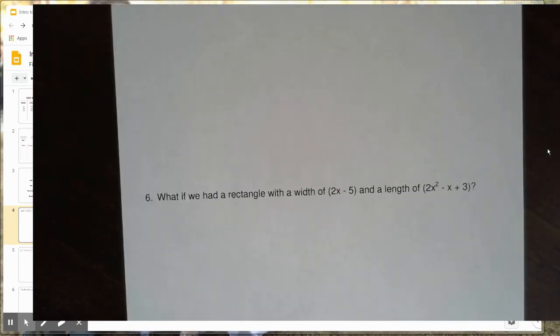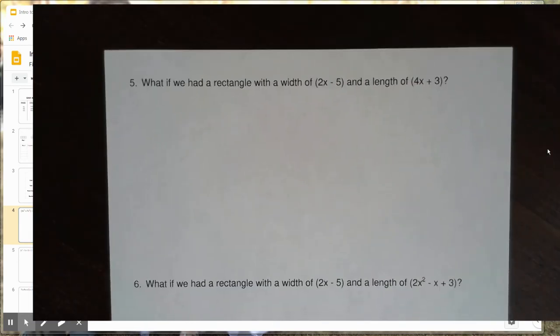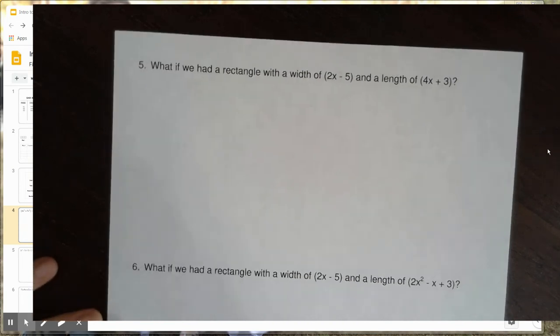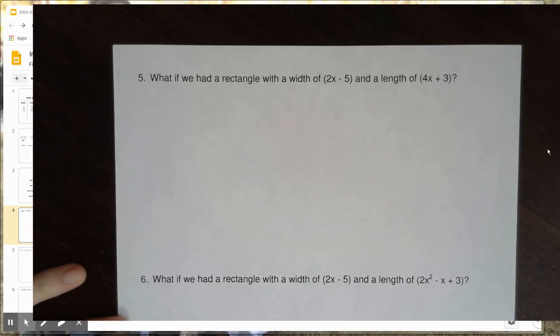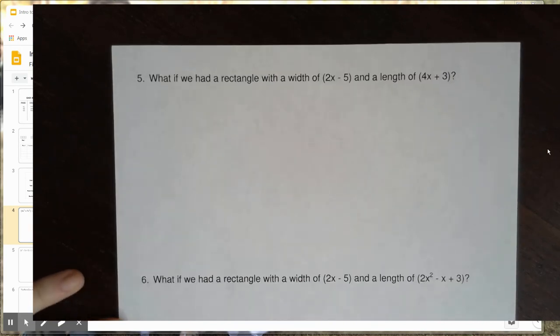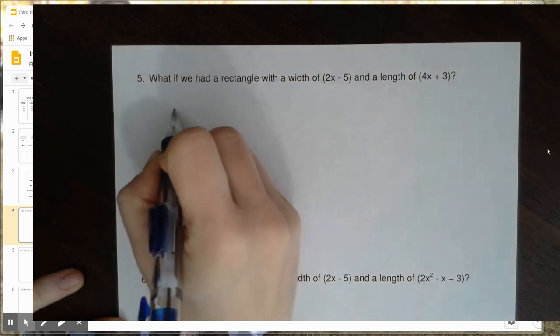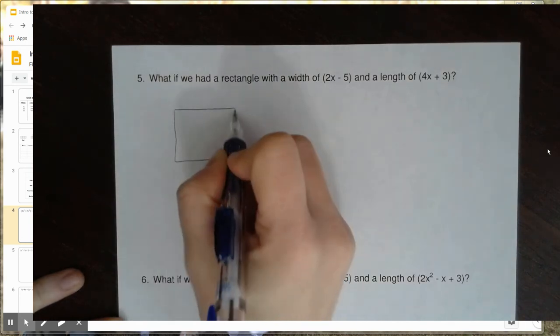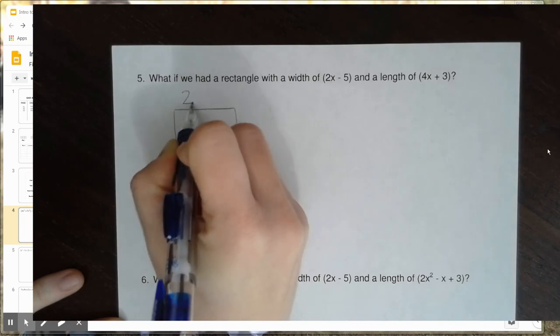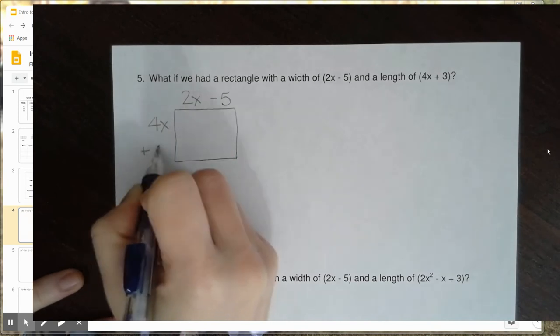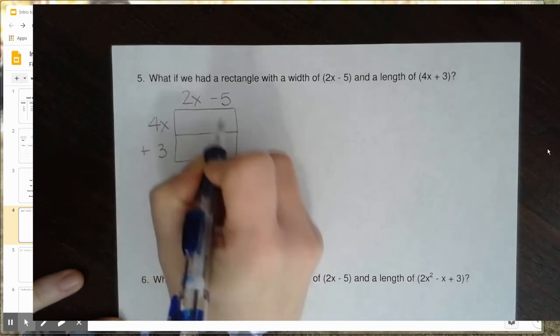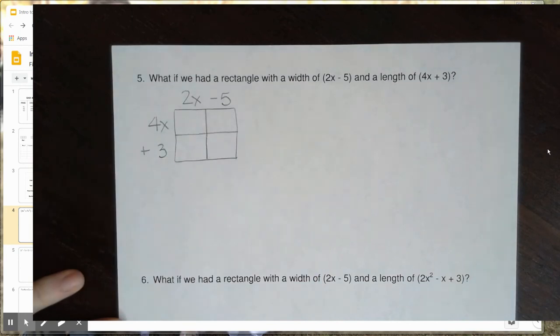So let's go ahead and look at question number 5. Now I have a rectangle that has 2x minus 5 and a length of 4x plus 3. What I want to do here, I'm not going to worry about finding the perimeter. We're just going to focus on area. So I'm going to draw myself another box, and I'm going to put 2x minus 5 and 4x plus 3. I'm going to split this into smaller sections.